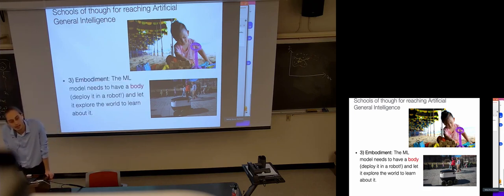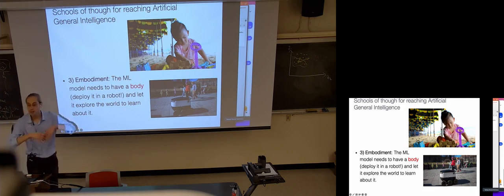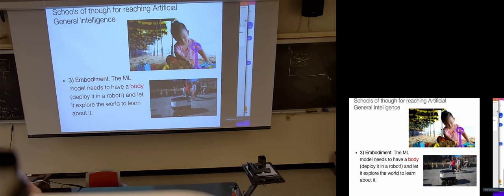The ML model cannot exist just in a computer. It needs to be, let's say, deployed in a robot. So the idea would be you deploy it in a robot, for example here, and you let the robot explore on the streets to learn, take actions, decide what kind of data to acquire, what to do, where to explore, and so on. And that's how you can build a model of the world, and a model for reasoning about the world.